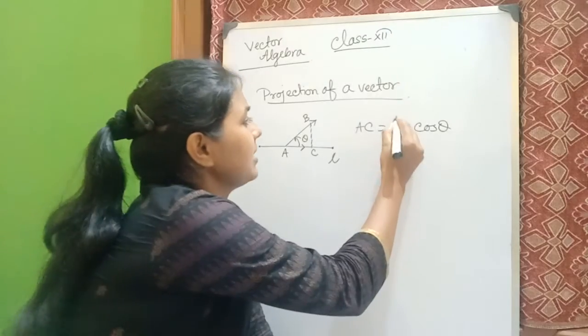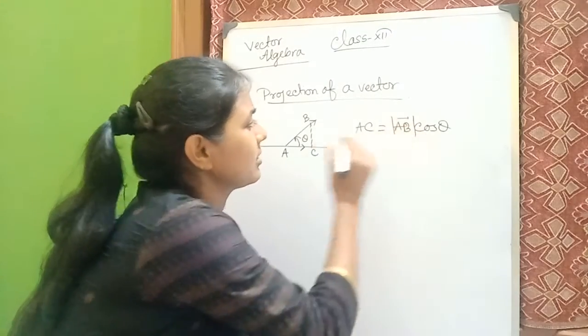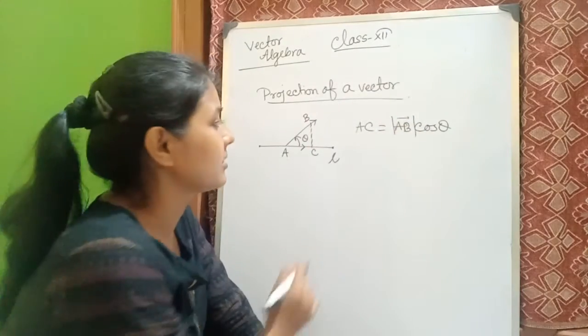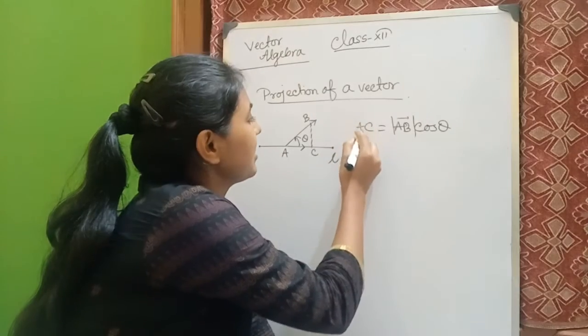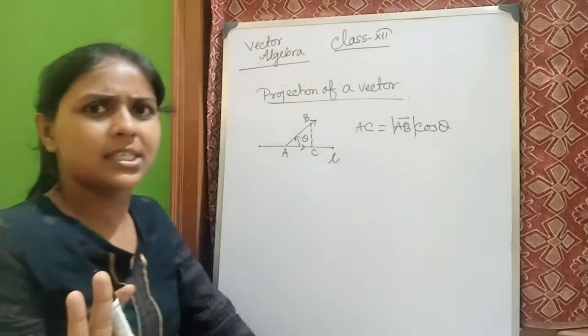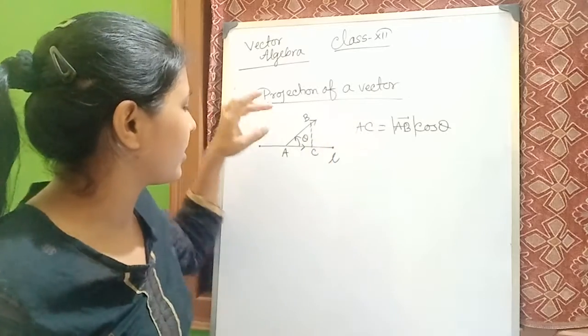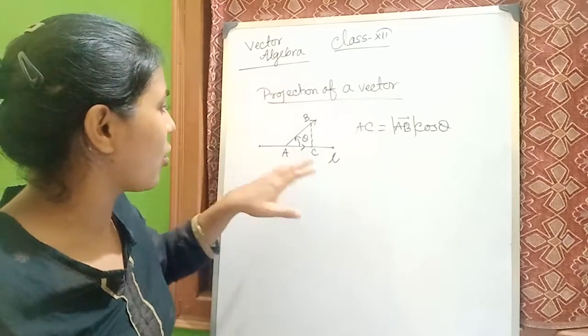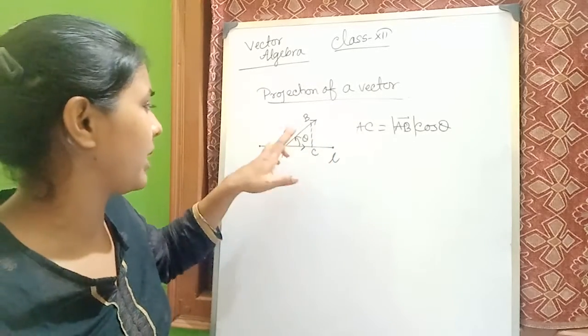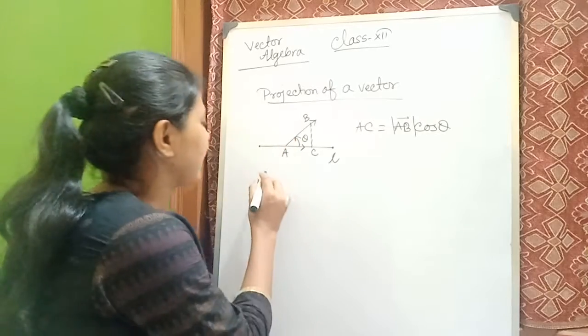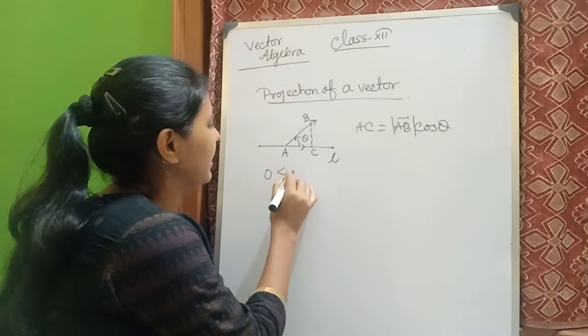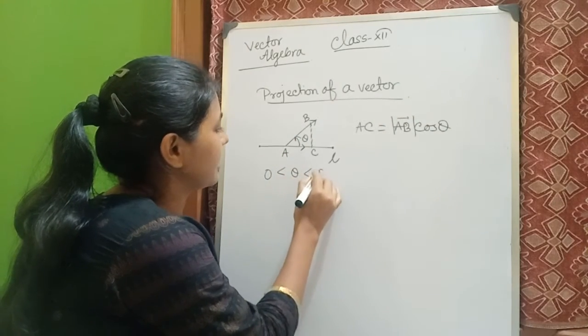Now AB means mod of AB vector, and AC means AC here. So AC is the projection of the vector AB on the line L when theta is this angle, that is 0 less than theta less than 90 degrees.